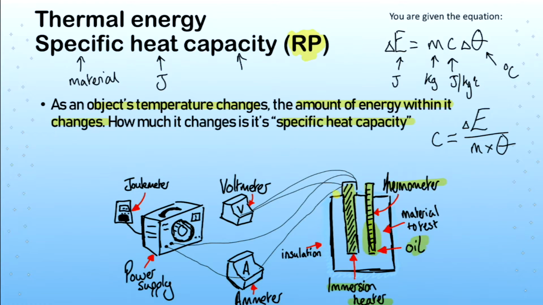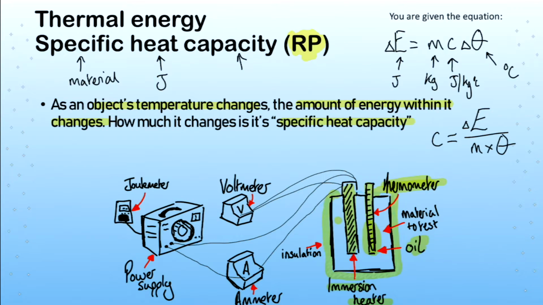We should encase it in insulation. The insulation is there to prevent heat loss to the environment, so that the heat coming from the immersion heater is going directly into the material and not to anything else. If you do lose heat to the environment here, the accuracy in the data that we collect would decrease. So with this part of the setup we've just looked at, we can know the change in temperature through the thermometer, and we can know the mass of the material.